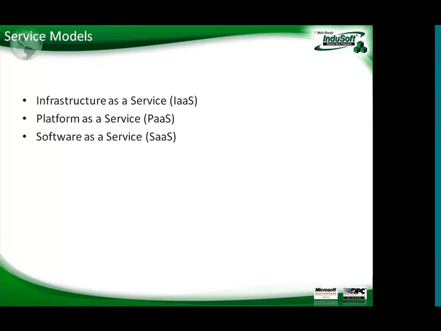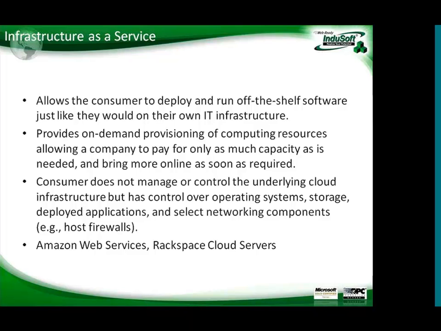There are three defined service models for clouds: infrastructure as a service, platform as a service, and software as a service. Infrastructure as a service basically allows you to run off-the-shelf applications just like you would on your own IT infrastructure. It allows you to provision computing resources on demand, again, only paying for what you need. The consumer does not need to manage or control the underlying infrastructure, but does have control over what operating systems are run, how the storage is deployed, what applications are deployed, and setting up various networking components like firewalls.